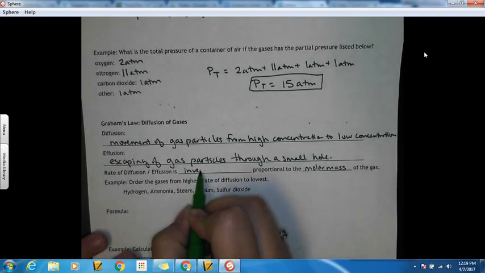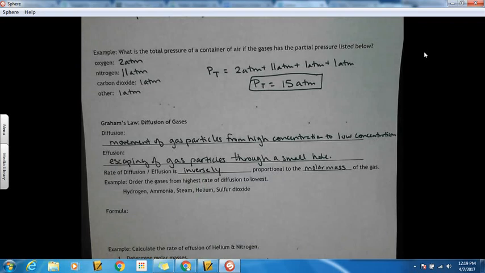So let's think about how they're proportional. Are they directly or inversely proportional? So we want to think about, do things that have large mass move slowly or do they move quickly? Right? So things that have bigger mass tend to move more slowly, right? And so if we have a big mass, then you're going to move at a slower rate, right? And so that makes them inversely proportional.